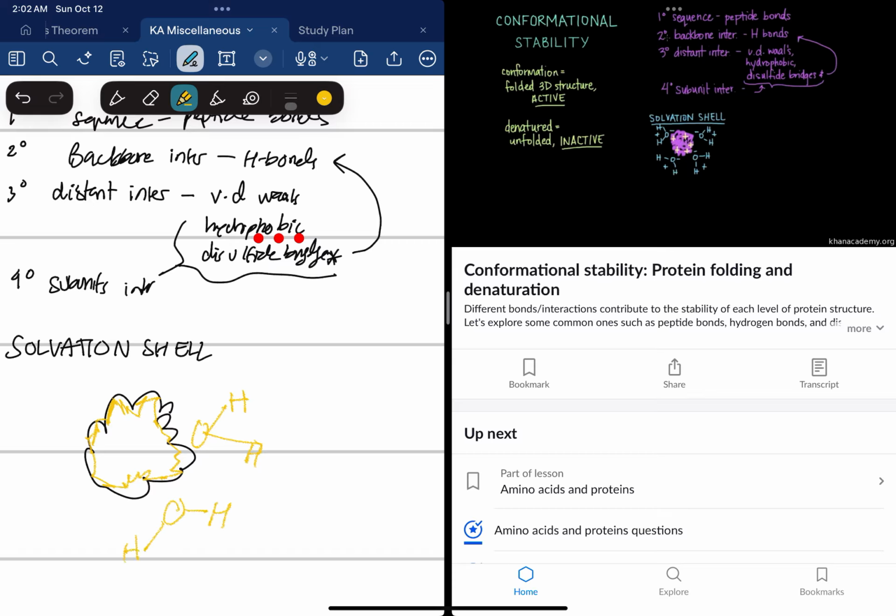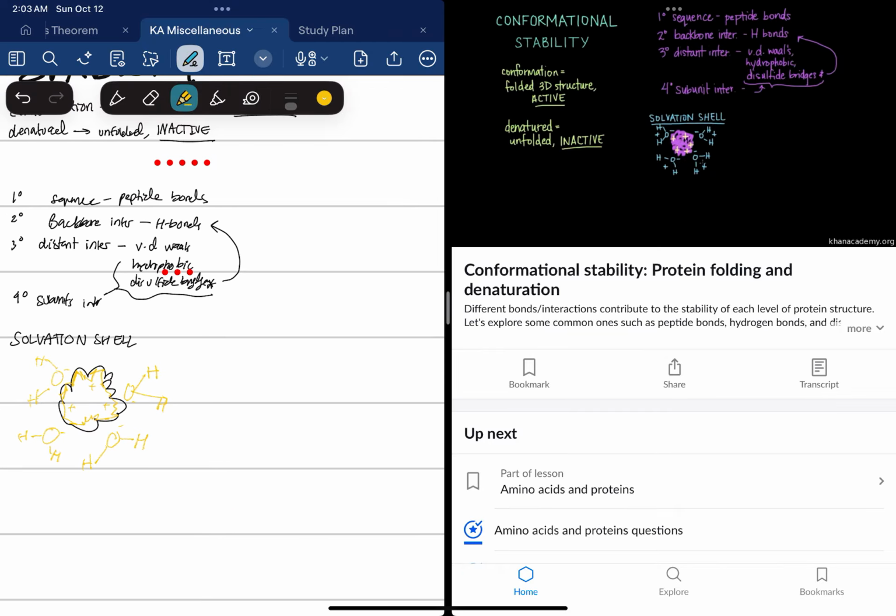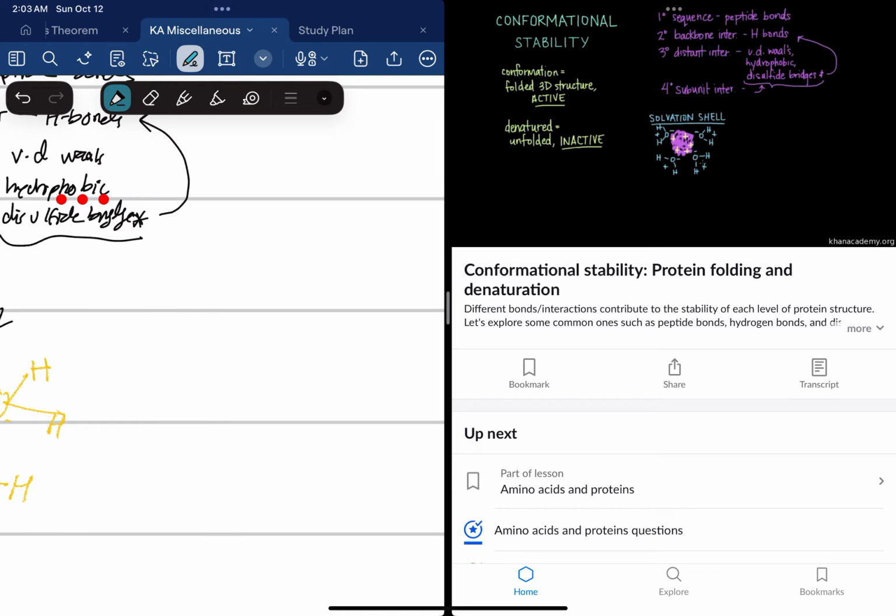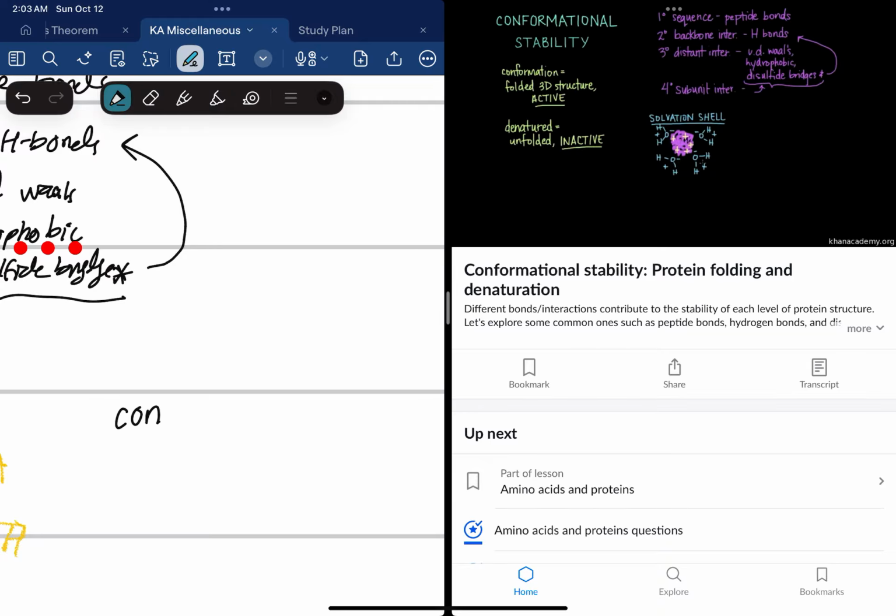So as you can see, the conformational stability of a protein depends not only on all of these interactions that contribute to primary, secondary, tertiary, and quaternary structure, but also on what sort of environment that protein is in. And all of these interactions are very crucial for keeping a protein folded properly so that it can do its job. Now, what happens when things go wrong? How does a protein become unfolded and thus inactive?